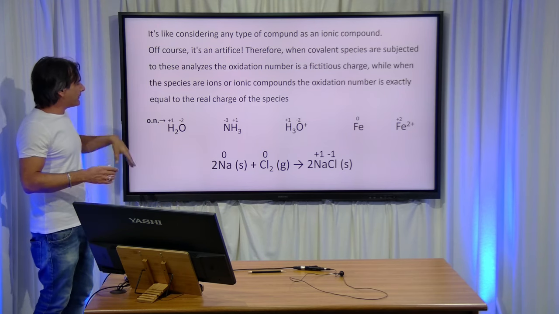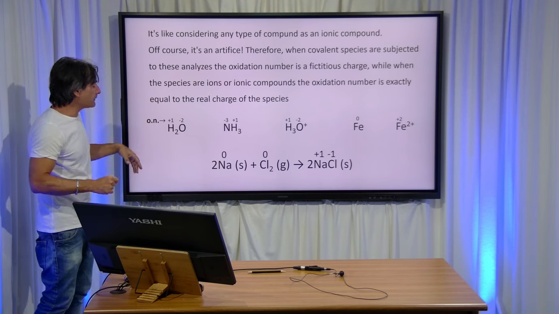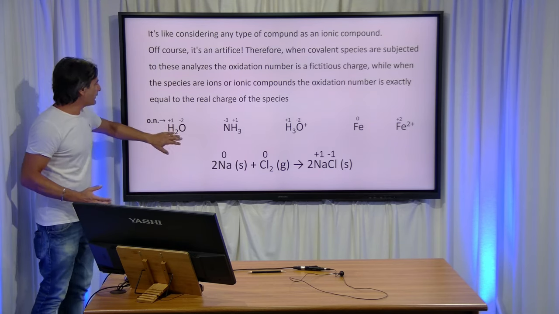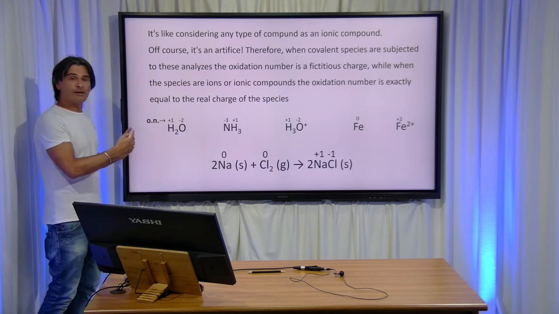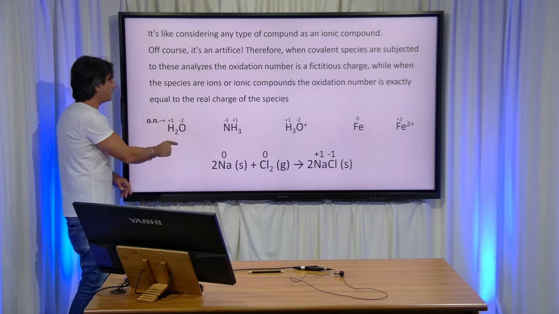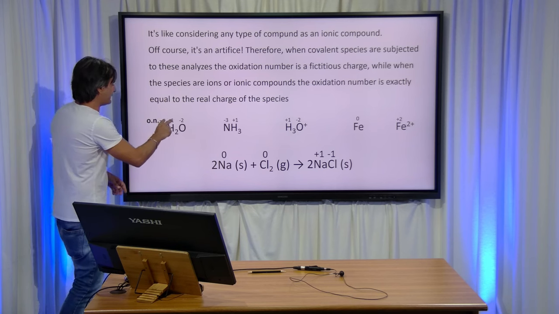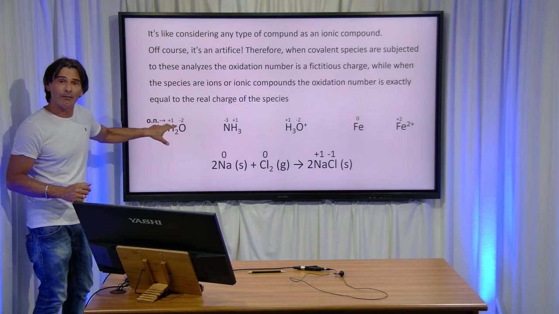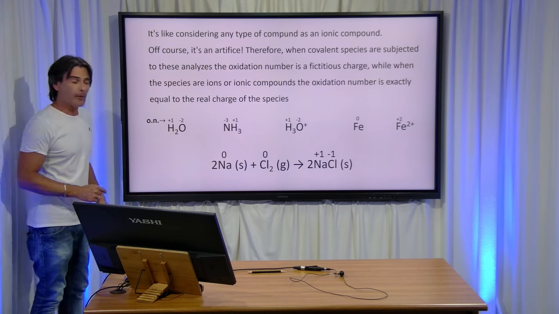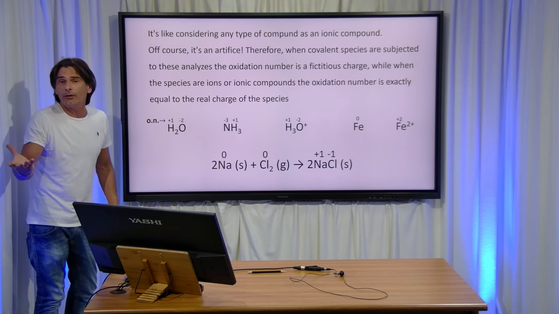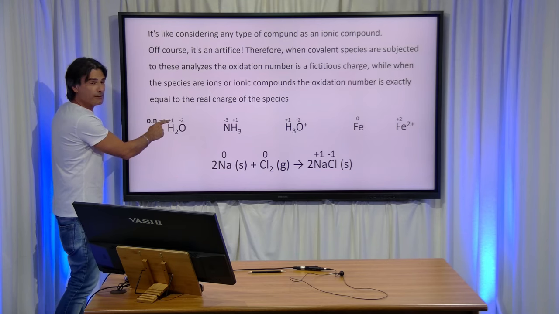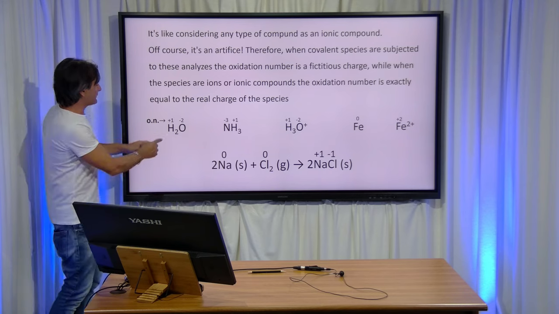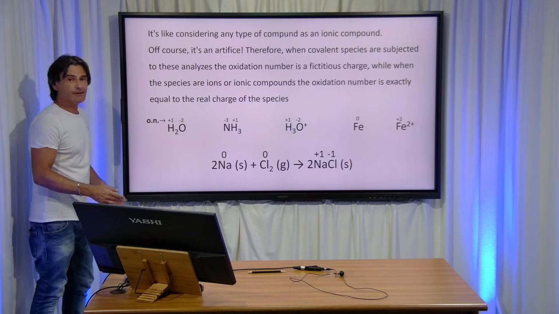Here we have some examples in the setting of the oxidation numbers in the elements. Here we have the molecule of water. As we said, oxygen takes minus 2 and hydrogen takes plus 1. The sum of these oxidation numbers, considered with the coefficients appearing in the formula, has to be equal to 0. 2 multiplying plus 1 equals plus 2, minus 2 equals 0, because the overall charge of the molecule is 0.